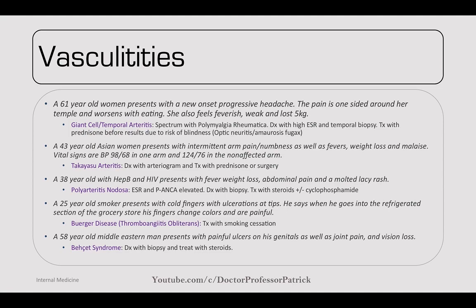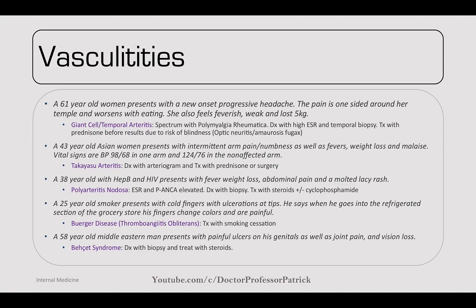arm pain and numbness. They can have fevers, weight loss, malaise. Vital signs show decreased blood pressure in one arm. So this is Takayasu's arteritis. You can diagnose with an angiogram, and you can treat this with prednisone or surgery.